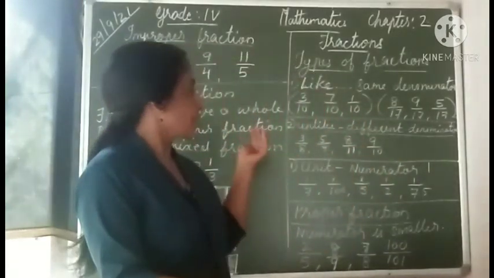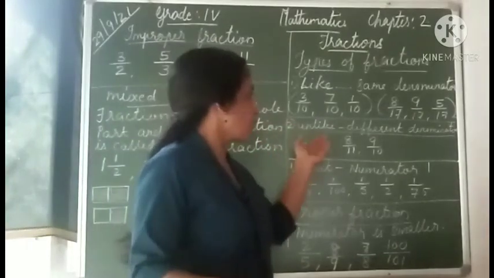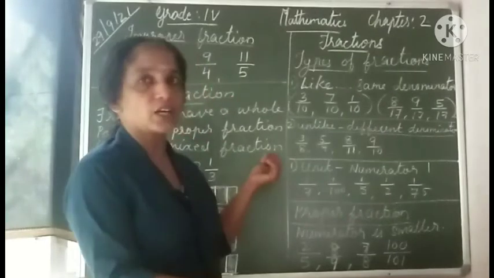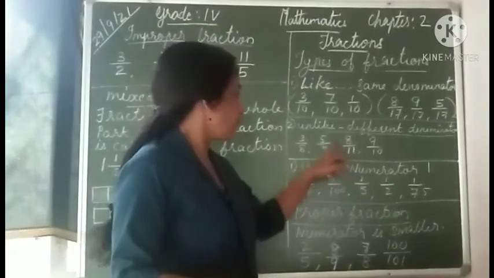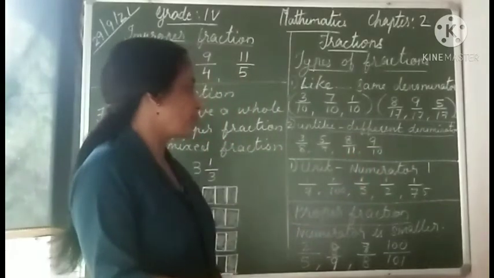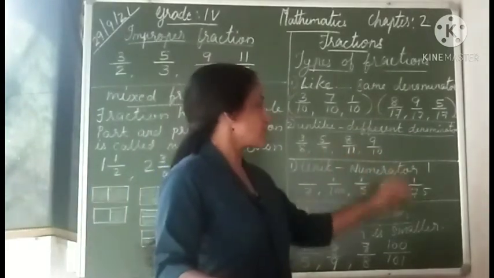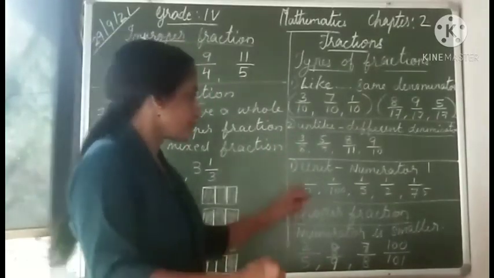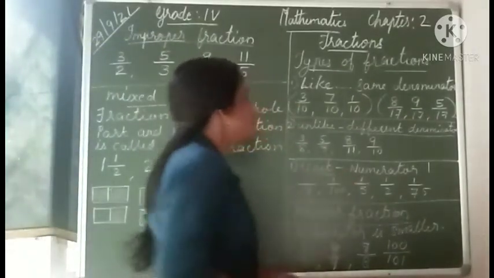Now unlike, it's the opposite. Fractions that have different denominators are called unlike fractions. 3 by 8, 5 by 7, 8 by 11, 9 by 10. All these have different denominators. Therefore, these fractions are called unlike. This we already discussed. Next fraction is the unit fraction.